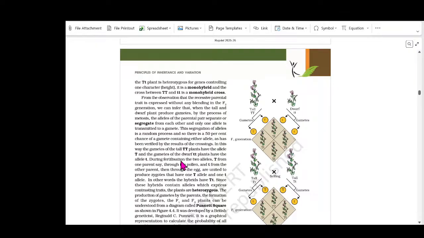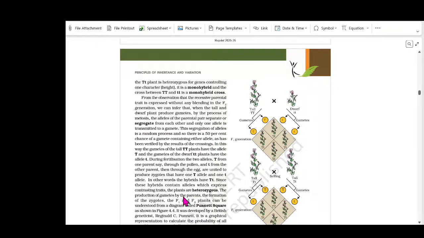During fertilization, the two alleles, capital T from one parent, say through the pollen, and small t from the other parent through the egg, are united to produce zygotes that have one capital T allele and one small t allele. In other words, the hybrids have capital T small t. Since these hybrids contain alleles which express contrasting traits, the plants are heterozygous.